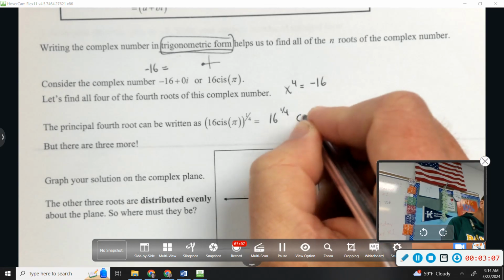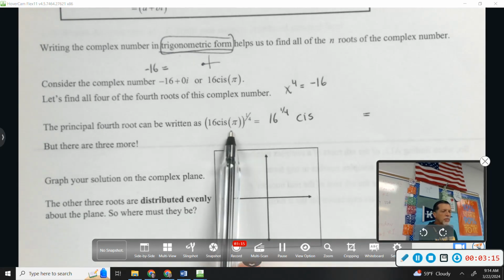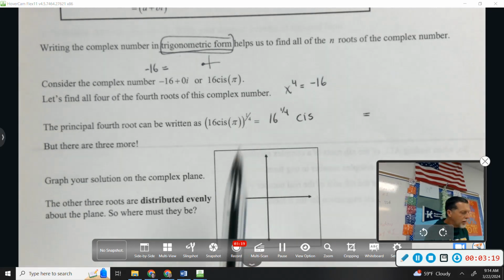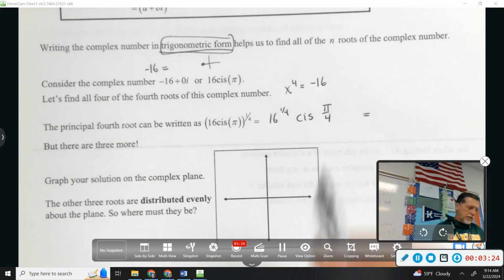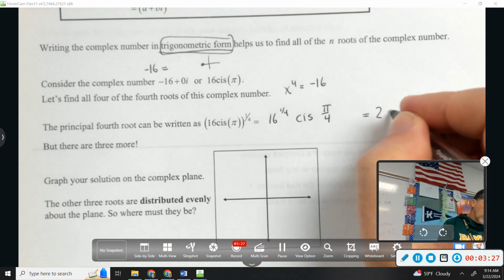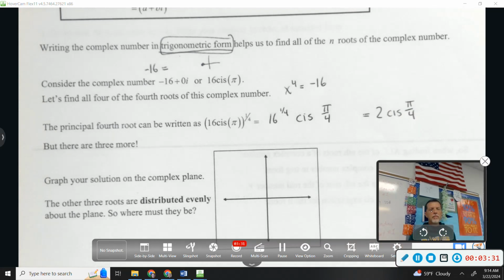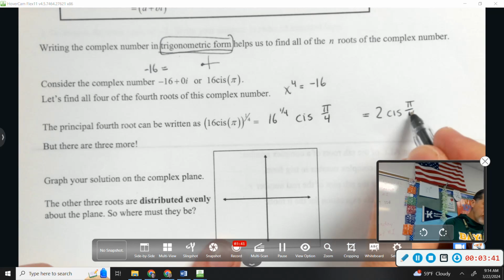With the angle, well, we do the same thing we did yesterday. Yesterday we multiplied the angle by the power. Today we're going to multiply the angle by the power. So pi over 4. And let's see, 16 to the 1/4 is 2. So 2 cis pi over 4. That's one of the answers. In fact, let's graph that one. 2 cis pi over 4. So we can rotate pi over 4 and go out 2.